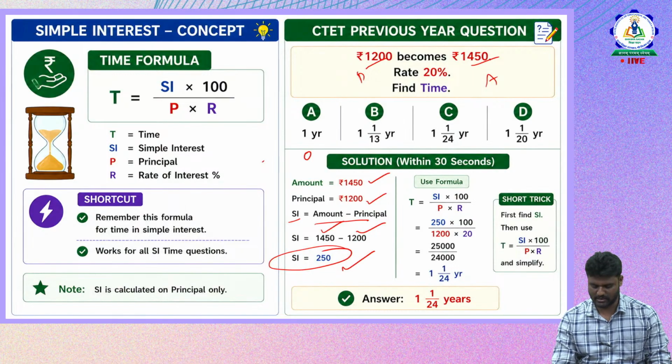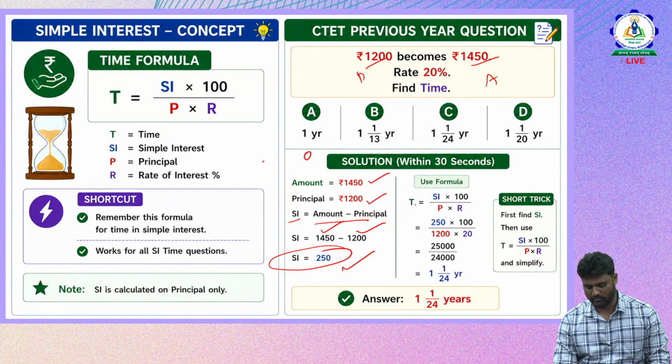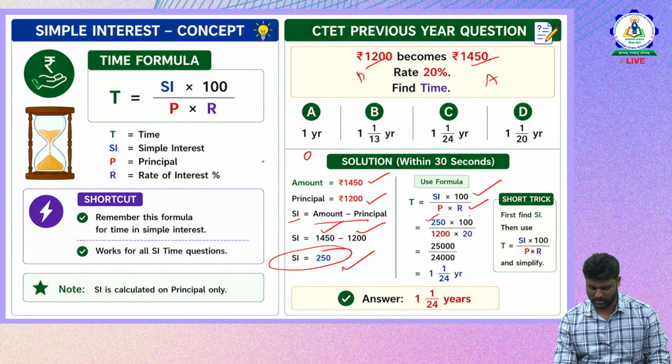From SI is equal to PTR by 100, from that formula we can write the time as T is equal to SI into 100 by P into R. So now let us apply all the values into this formula. Now SI is equal to 250, 100, P is equal to 1200, and the rate is 20% per annum.